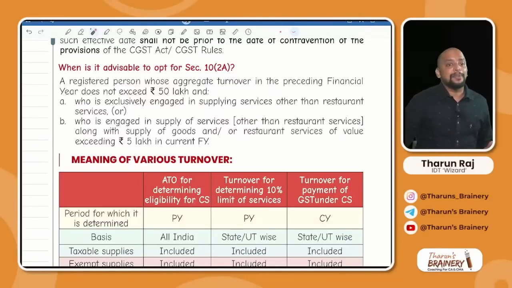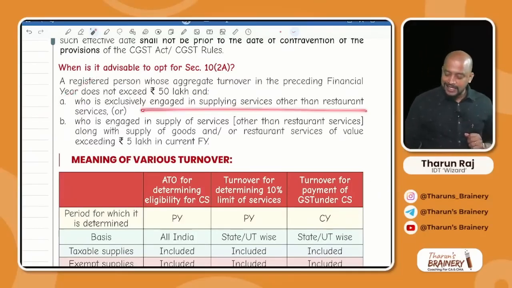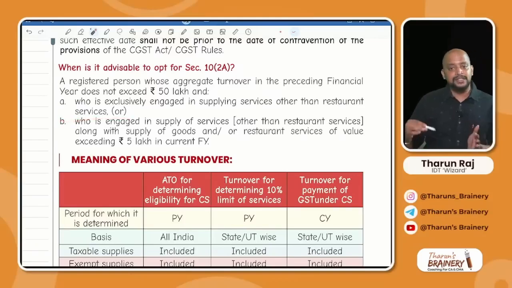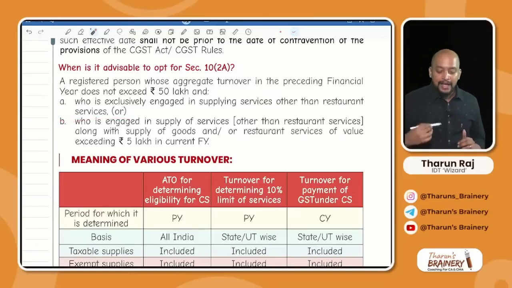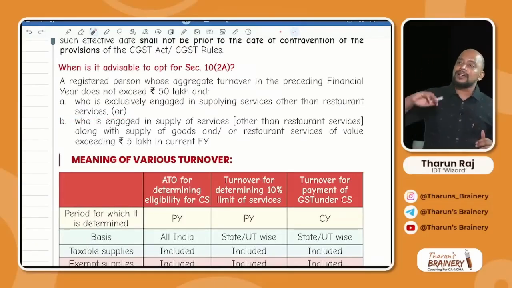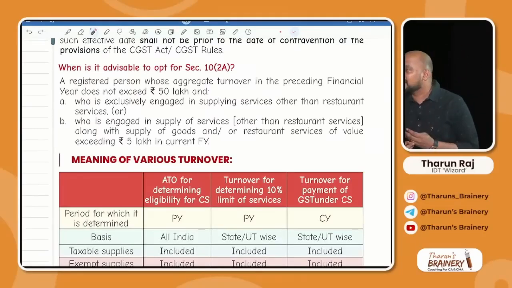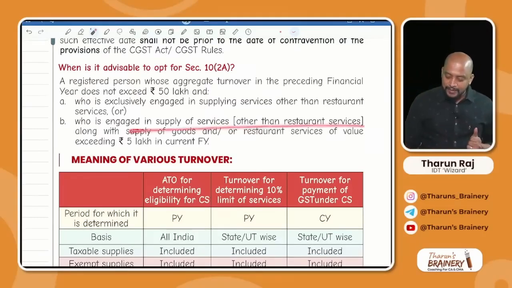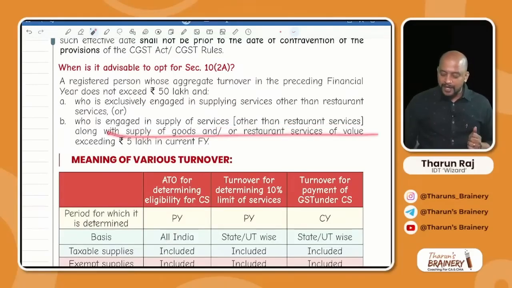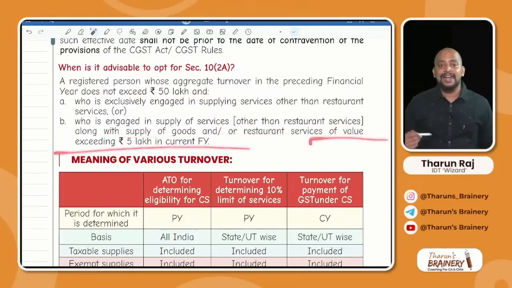If you don't have the composition scheme under 10(1), when you are engaged in service other than supply of food, then you can go for 10(2)(a). Who is exclusively engaged in supply of service other than restaurant service can go for 10(2)(a). And if you are also doing manufacturing, trading and supply of food service, but you want to provide services beyond the 10% limit, then in 10(1) it is not possible, so you need to go for 10(2)(a). Is it clear or not? That is, who is engaged in supply of services along with supply of goods or service of value exceeding 5 lakhs in a financial year.